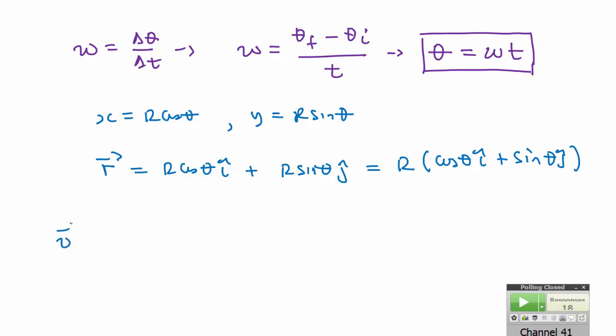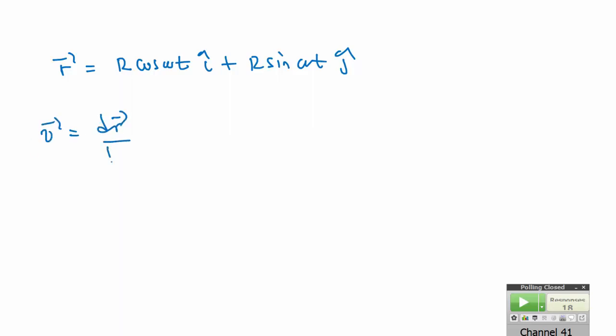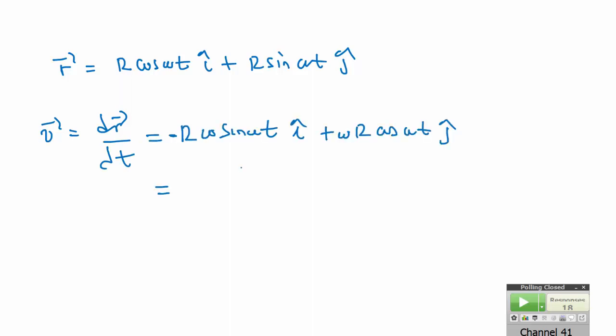Now, keep in mind that the velocity vector v is given by dr divided by dt. This is the definition of the velocity vector in two dimensions. And also keep in mind that theta is equal to omega t. If that is the case, then the position vector r can be rewritten as r cosine omega t i plus r sine omega t j. Therefore, v, which is equal to dr over dt, is going to be equal to, we can factorize out r omega, bracket negative sine omega t i plus cosine omega t j. This is the velocity vector.